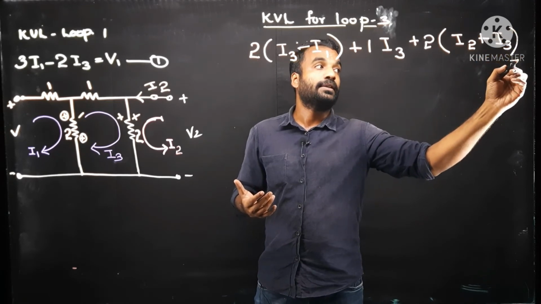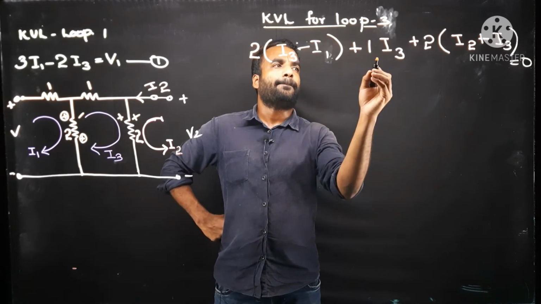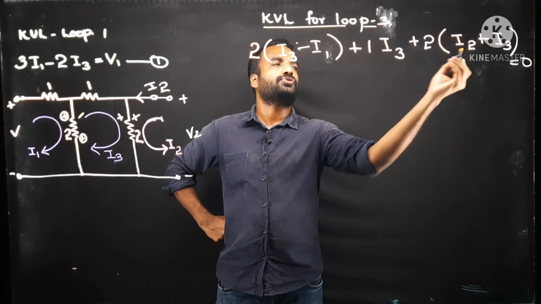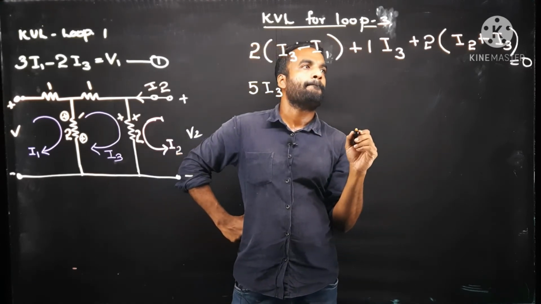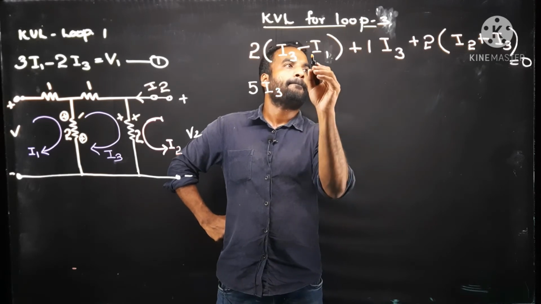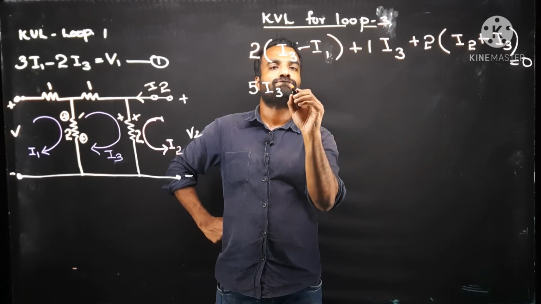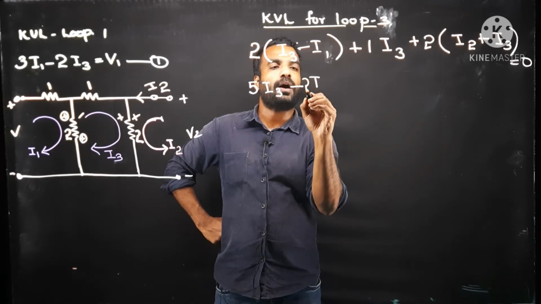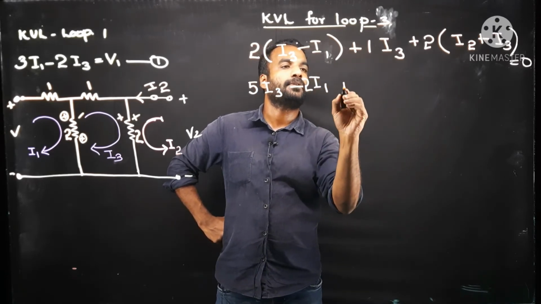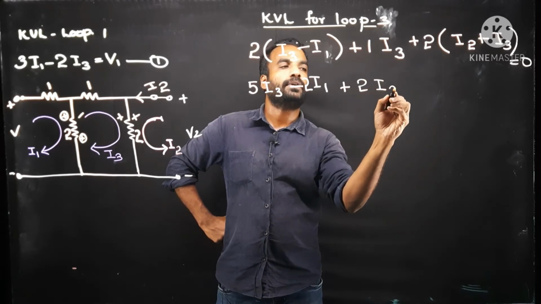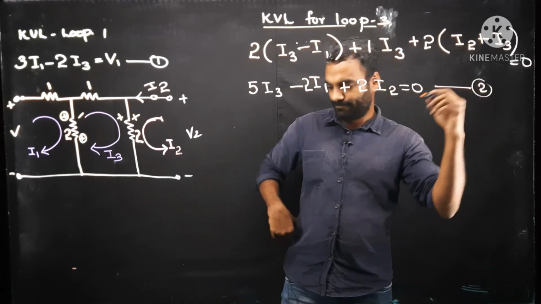Very, very important. That is equal to 0 because there is no voltage source. Now let me solve it. 2I3 plus I3, 3I3 plus 2I3, that is 5I3 minus 2 I1, minus 2 I2, equal to 0. This is equation number 2.